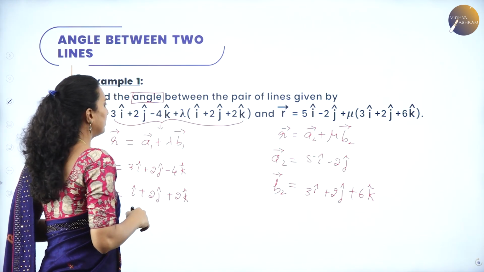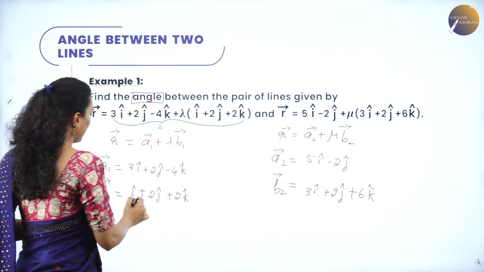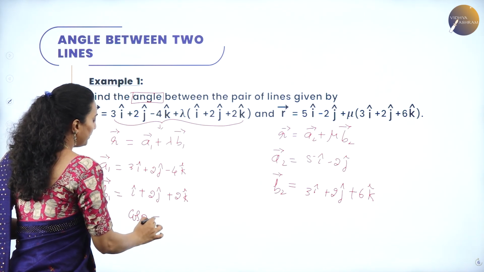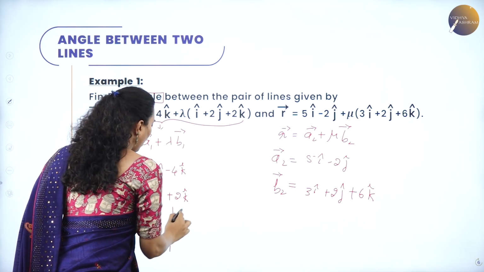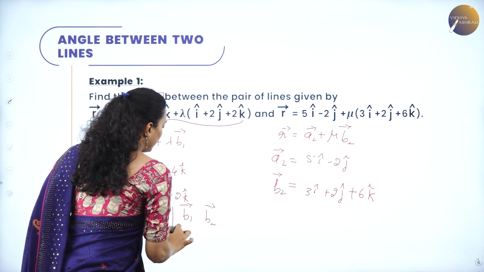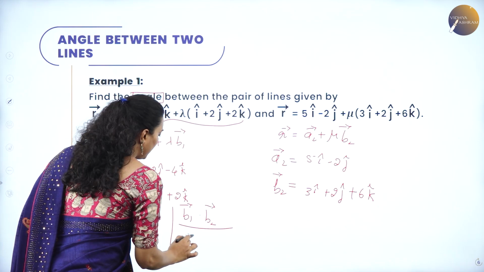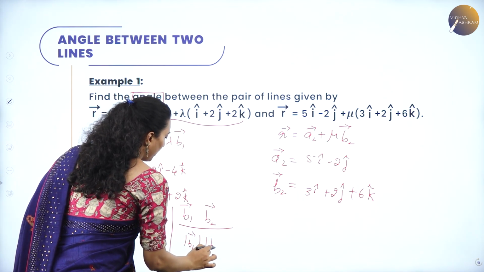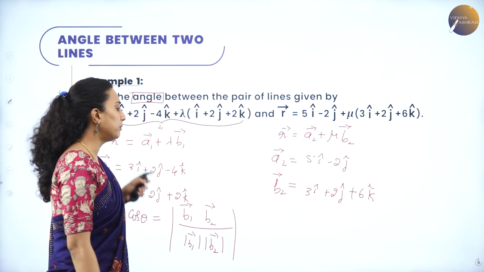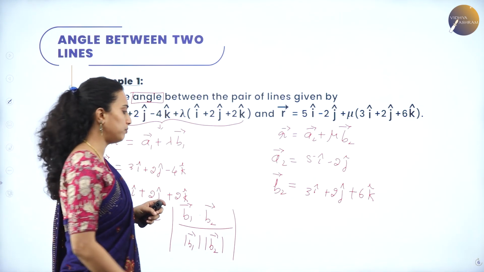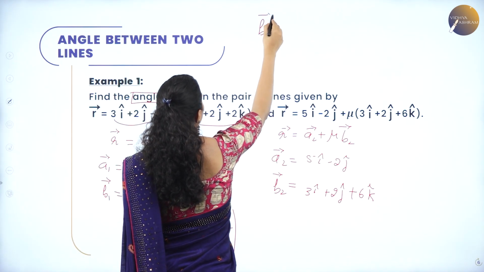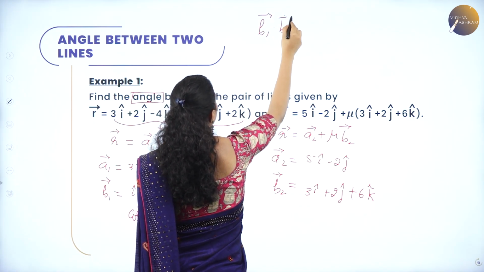Now, what is the angle given by? cos theta is equal to the magnitude of b1 dot b2 divided by the magnitude of b1 into the magnitude of b2 vector, isn't it? Now, let me find out what b1 dot b2 is. Let me find it here.